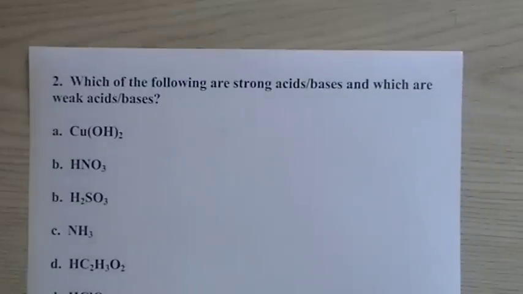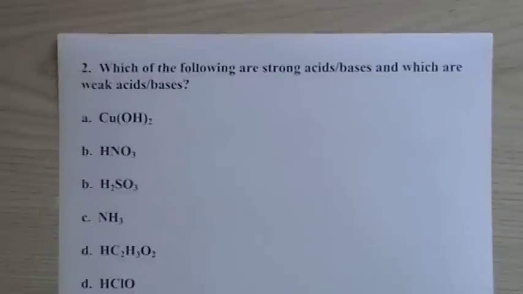Which of the following are strong acids and bases, and which are... Okay, so we're just sorting them out. Strong acids, strong bases, weak bases. Well, you just saw the 6 strong acids, 6 strong bases. If we come up with an acid and it's not one of those 6, it's weak. Doesn't mean that it's harmless and that you should drink it down. It just means that it doesn't dissociate 100% like those ones that we just saw.